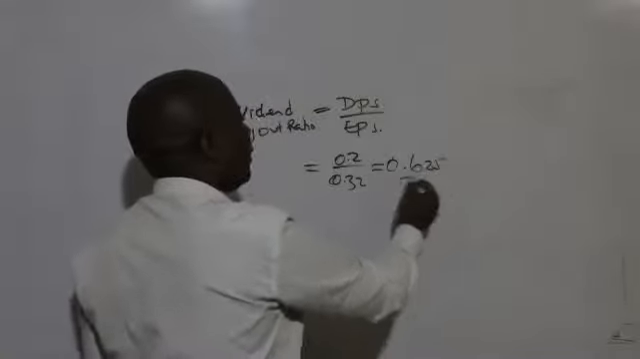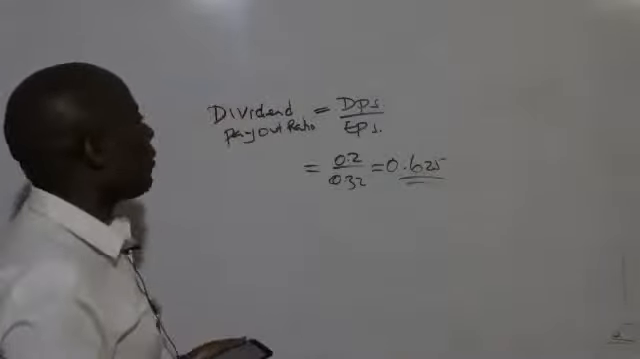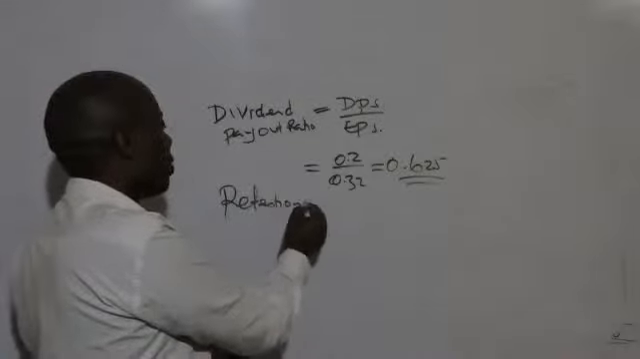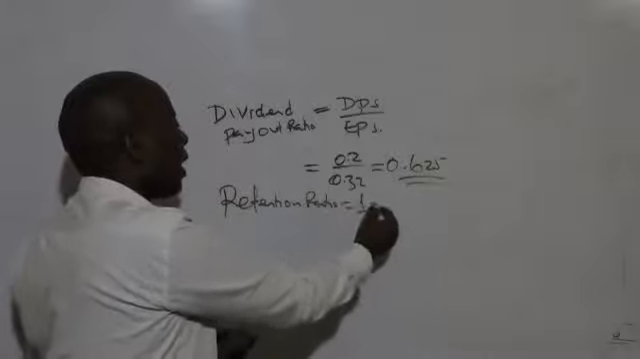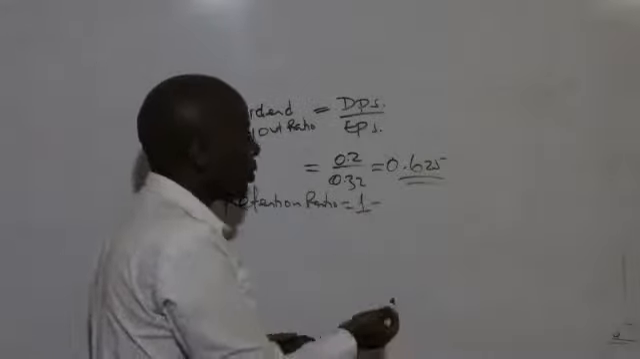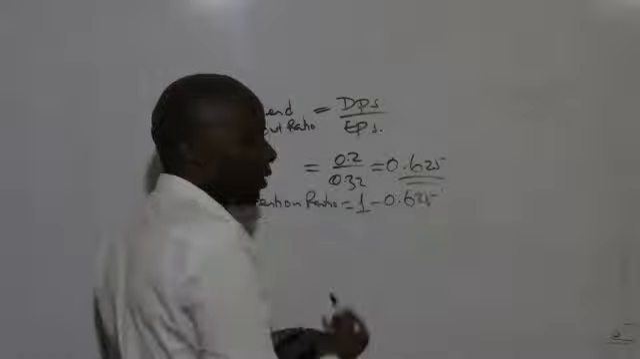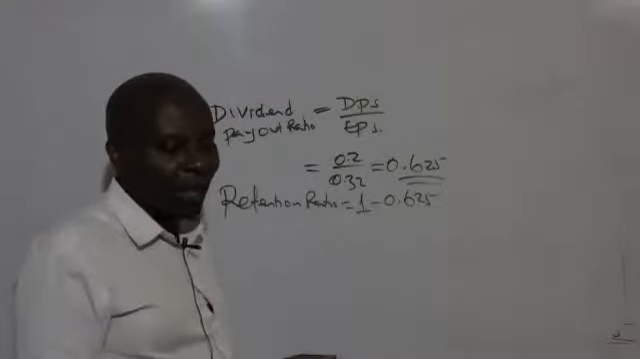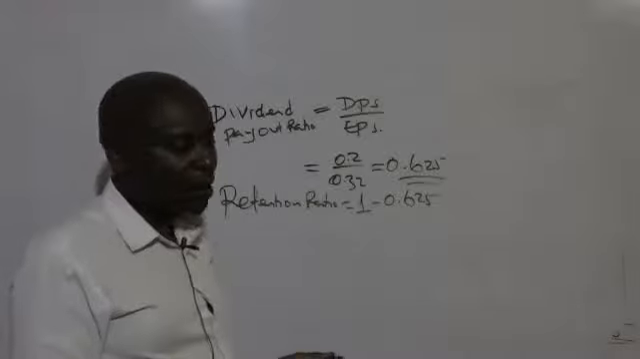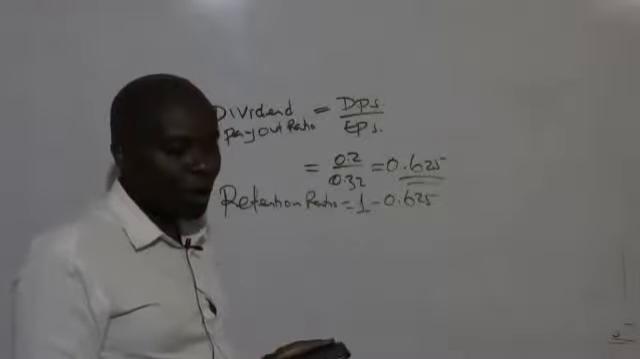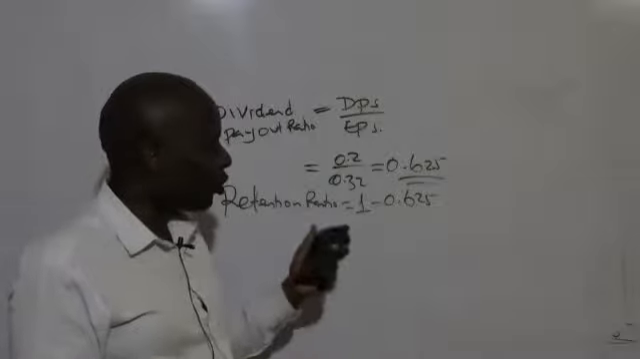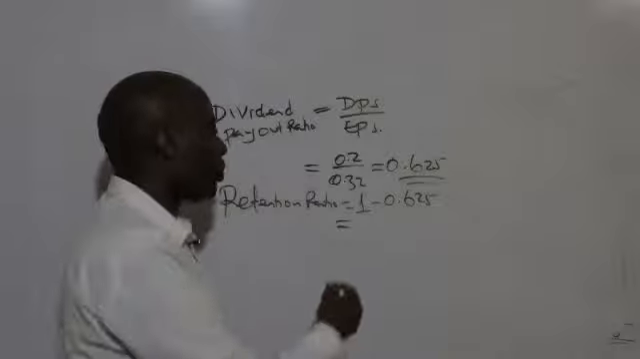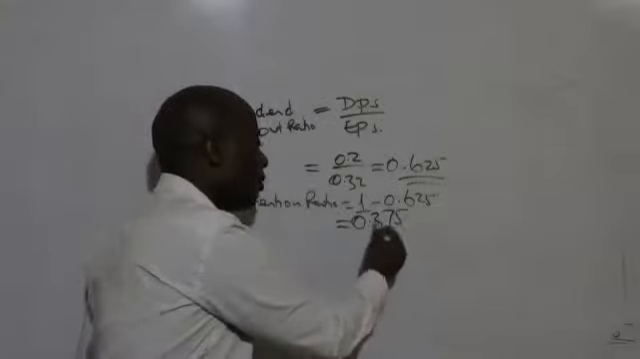0.625, isn't it? Now, the moment I have 0.625 as a dividend payout ratio, I'll be able to know the retention ratio. The retention ratio will be equal to 1 minus the dividend payout ratio, which is 0.625. So what we are able to retain will be, of course, 1 minus what we pay. So kindly give me the retention ratio here, which will be 1 minus 0.625. Please give us an answer. 0.375. Thank you very much.